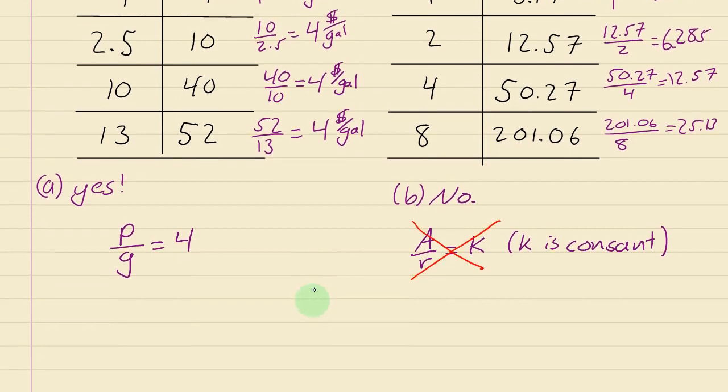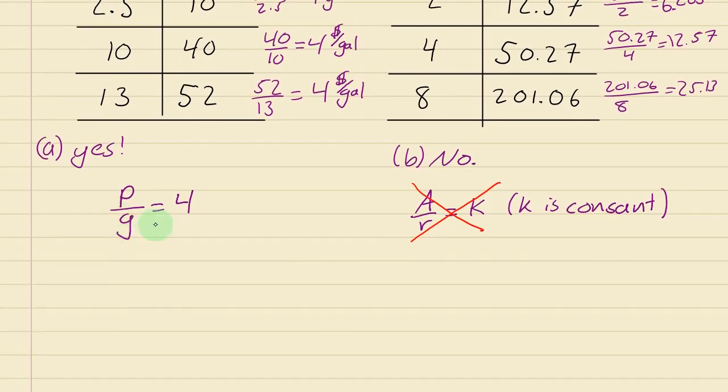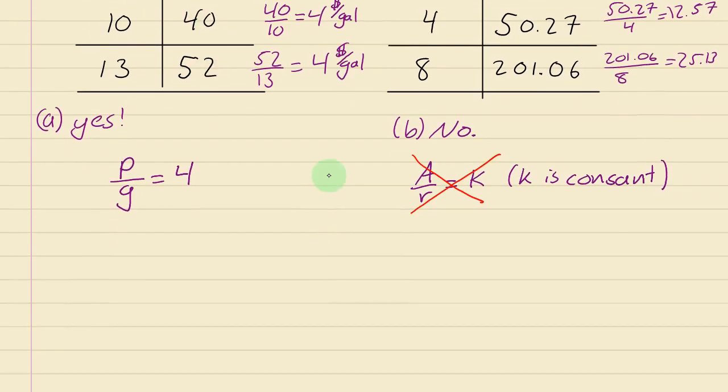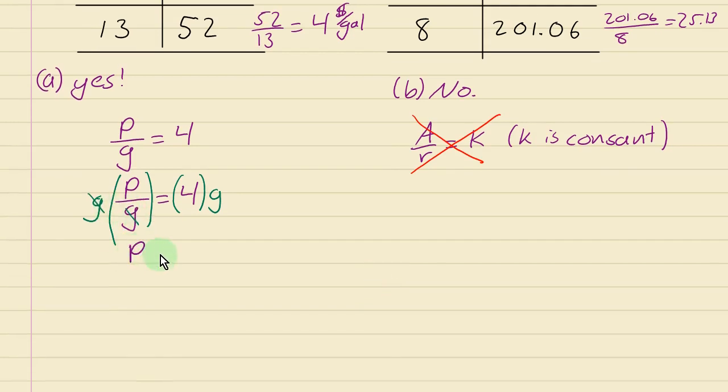So let's think about what that means when you can write it like this. Usually you think of the second variable in a table as the output, like the y. So I want to write an equation for P in terms of G. So what you can do to get that is just take this equation, multiply both sides of it by G, because the G over G cancels out, and you just get P equals 4G. So this equation is equivalent. It means the same thing as P over G equals 4.